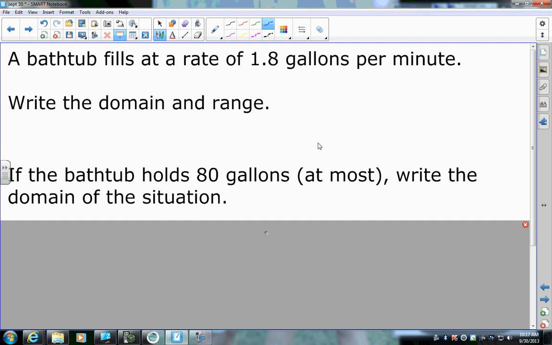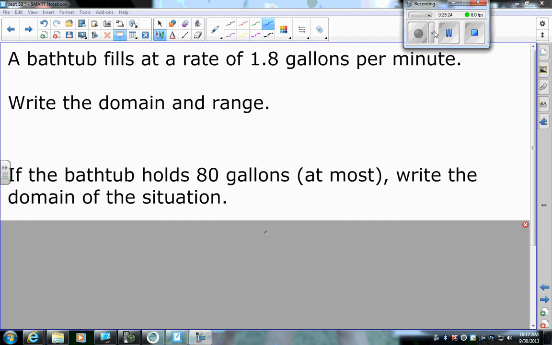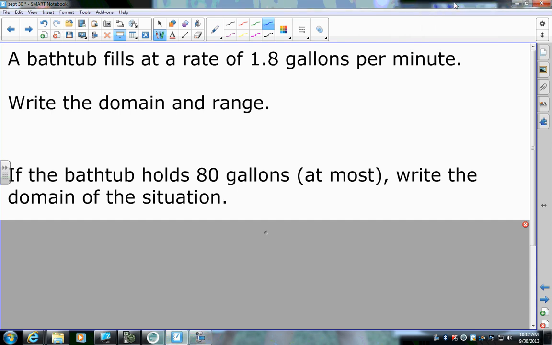Take a second right now and write your equation. All right, so it says that the bathtub fills at a rate of 1.8 gallons per minute. First off, what are the two things we're talking about? What are my X and the Y? It's going to be the number of gallons. Oh, wrong thing. I put it in the X. The gallons should go in the Y. So we're going to have minutes. And we're going to have gallons.